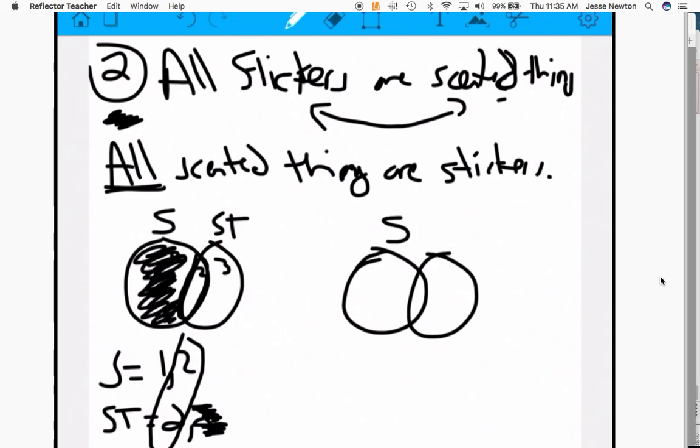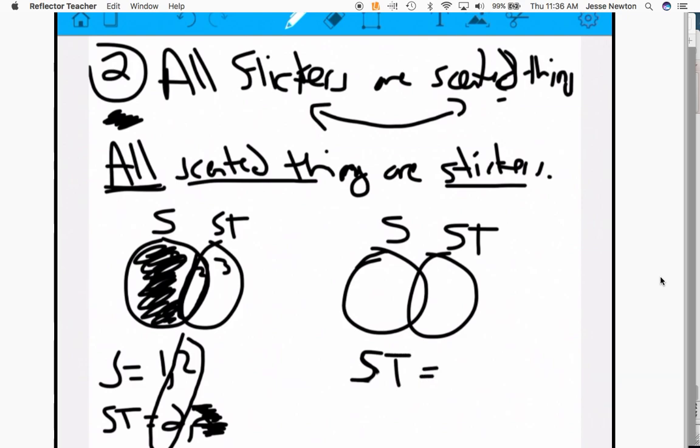Now, we move over here, and it's important that when we're doing the diagram, we keep the S and the ST in the same spot as this diagram. Even though scented things and stickers has been switched around in the propositions up here, we keep them in the same order in the diagram. So now what we're doing is kind of the same thing.